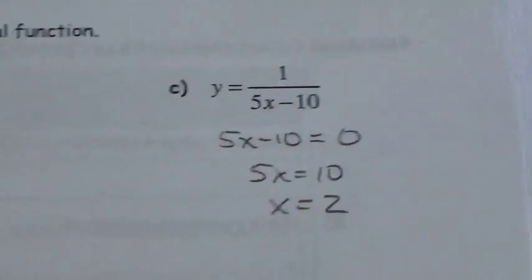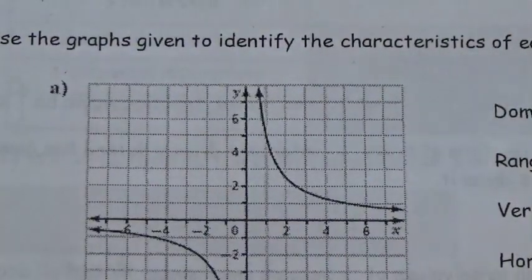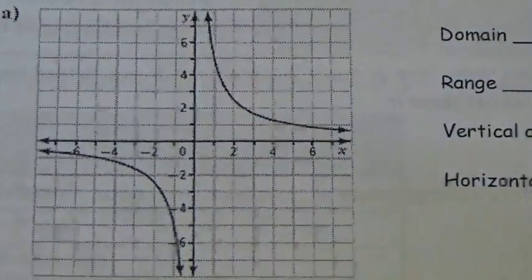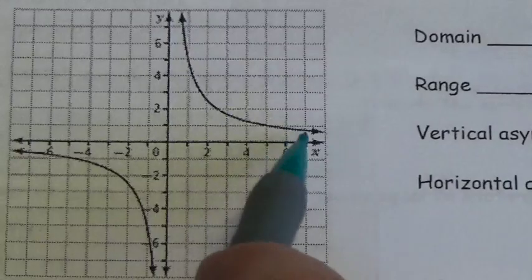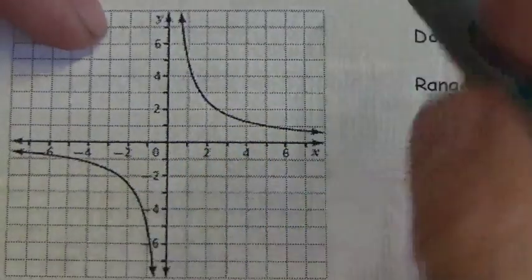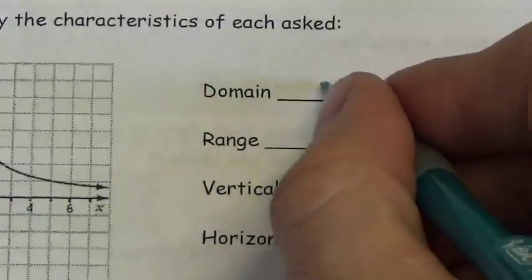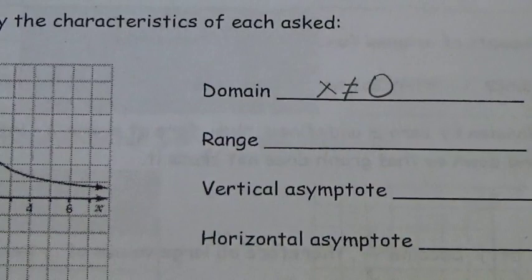Okay, let's look at another one here. It says use the graph to identify the characteristics that were asked for here. Now, if you take a look at this graph here, now the very first thing I'm being asked for here is the domain. I'm assuming that this graph extends left and right indefinitely here, but notice that it seems to have a problem right near the y-axis, which is where x is equal to 0. So what we're seeing here is that x cannot equal 0. Okay.